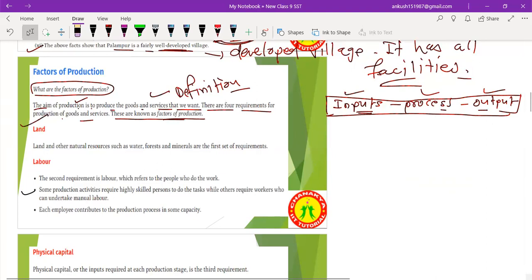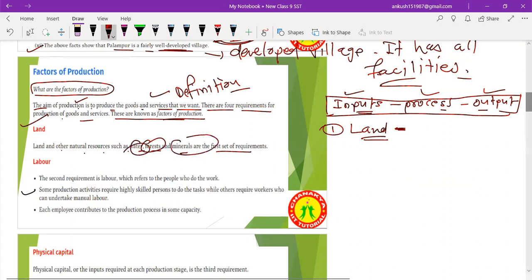The first one is land. Whatever unit you are going to start, land is very necessary. Where would you establish your firm? Upon land only. So land and other natural resources such as water, forest, minerals are the first set of requirements. Why forest? Why water? Minerals? Because any unit which wants to be established or run needs water, forest, and minerals.